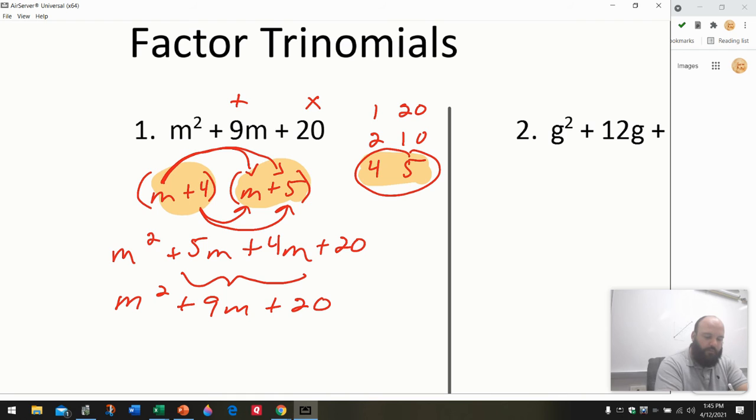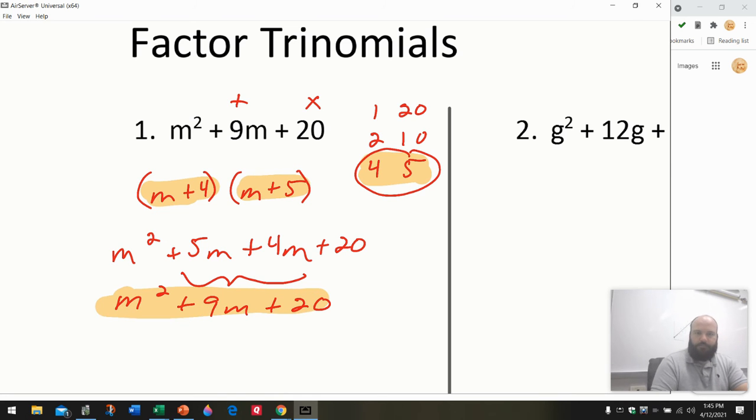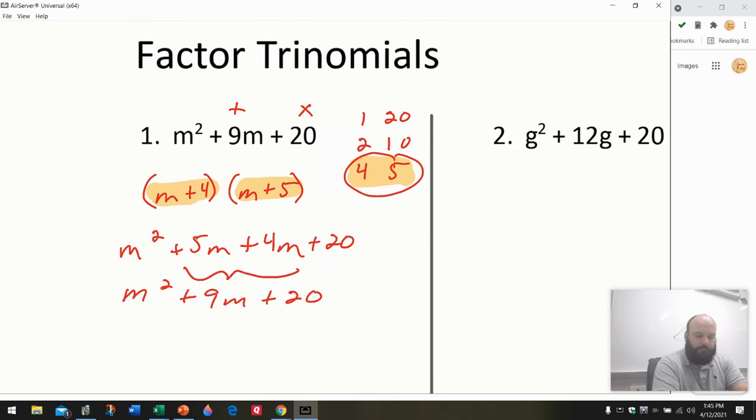Now, you don't have to do this step. You can see where I foiled these out. You don't need to do that. I was just showing you how if you factor correctly, then when you FOIL it together, you will get the original expression. So our answer here is this part that I have highlighted, m plus 4 times m plus 5.